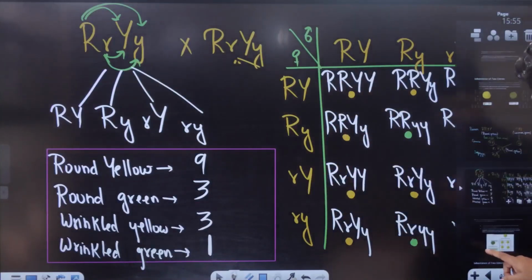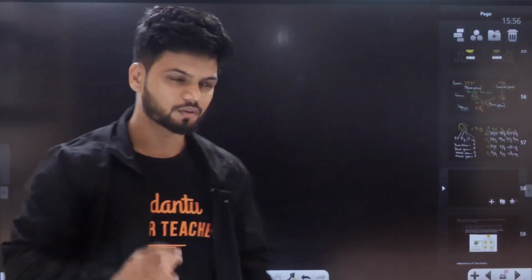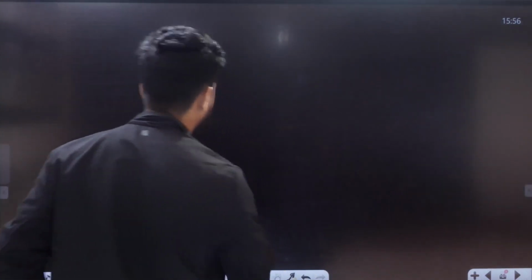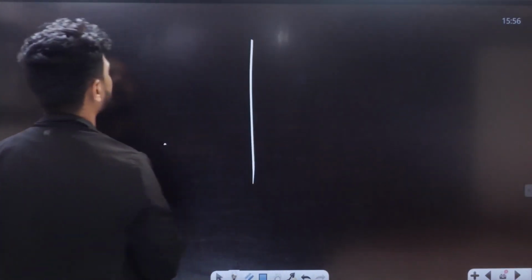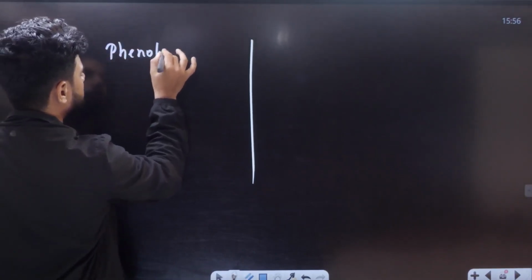Now students, in examination they will never ask you what is the dihybrid cross. Not possible. But I'll tell you a small trick to remember dihybrid cross right now. Okay. Now I'll tell you a small trick which I usually tell. For example, let's take phenotypic ratio right now.